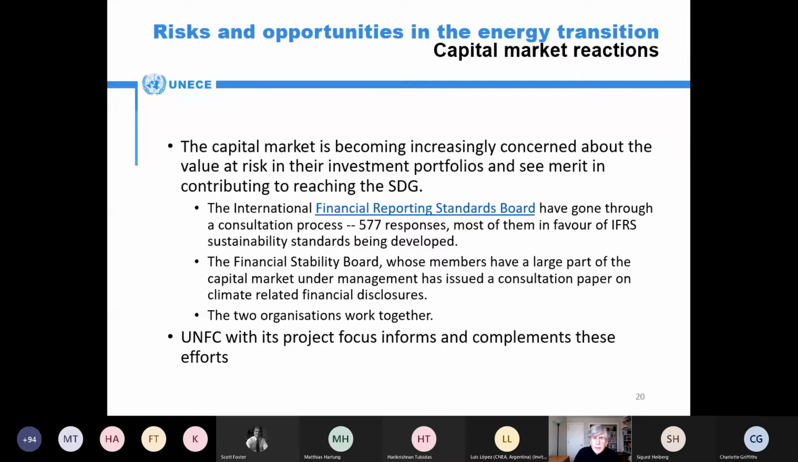There's a lot of action in financial markets dealing with the Sustainable Development Goals. The International Financial Reporting Standards Board, for example, has recently gone for comments on this. Nearly 600 firms commented and responded. They're very favorable to having better sustainability standards. The Financial Stability Board has done the same. We view the UNFC as very complementary to those. We believe that the project focus will help ground this and help us focus on decisions that are being made by firms within particular jurisdictions, within particular portfolios.